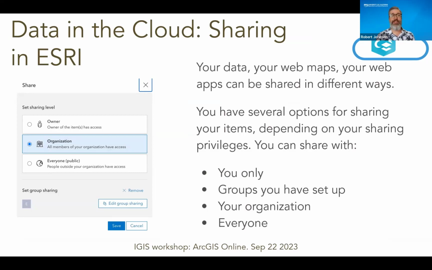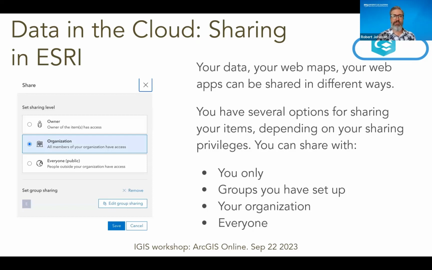ArcGIS Online has three basic levels of sharing. The default is that it's only shared with the owner of the data. So you have pushed this data into ArcGIS Online and only you have access to it. Next, you can share it with the members of your ArcGIS Online organization. That's all the members. Or even further, you can share it with everyone. Anybody who has the link to your data can see it.